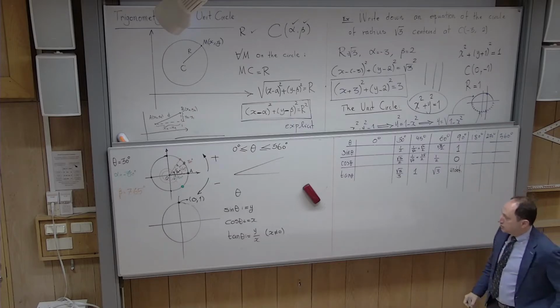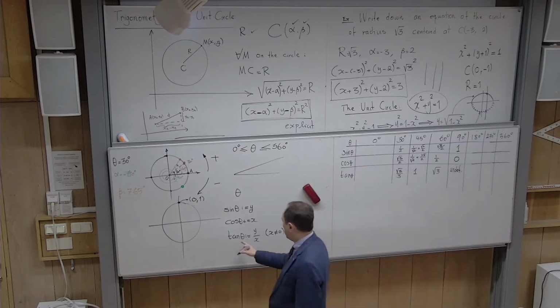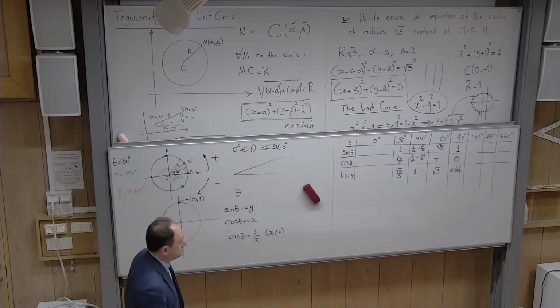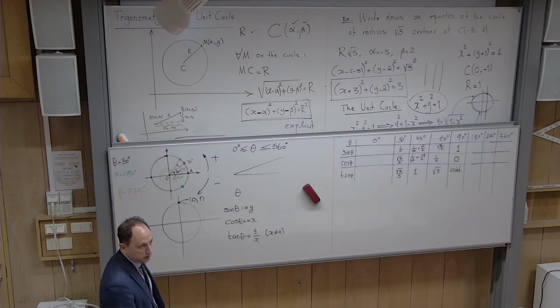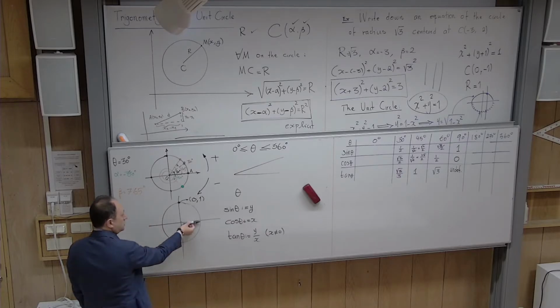So tangent of 90 degrees is not defined. Okay, now let us go to 180 degrees. Where is 180 degrees? You start from here, you rotate 180 degrees, and then you end up here, and your duty is to read the coordinates. What are the coordinates? X is minus 1, Y is 0.